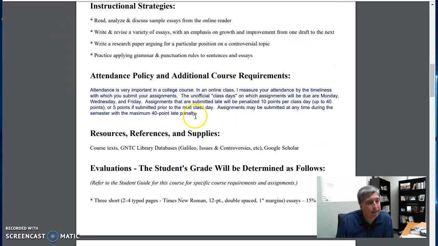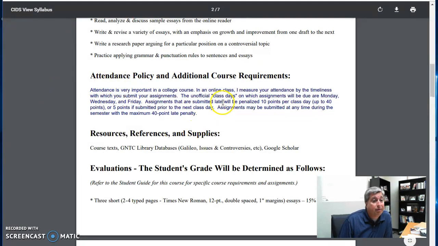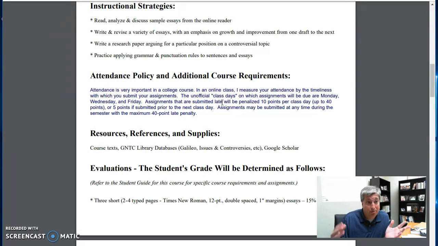Attendance, and I don't know why this is in blue. Anyway, I don't know how to change it. It doesn't matter. We have 3 unofficial class days: Mondays, Wednesdays, and Fridays. Assignments are due on Mondays, Wednesdays, and Fridays for the most part, with some other days thrown in there as well. Students will send me emails near the end of the semester or at any point saying, can I still do such and such? Can I still turn that in? The answer is always yes.